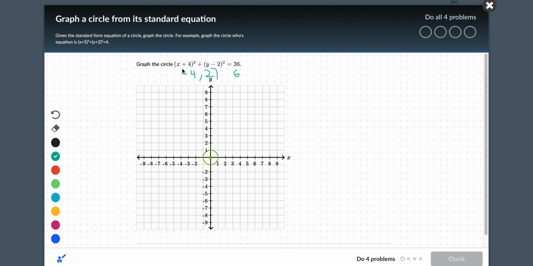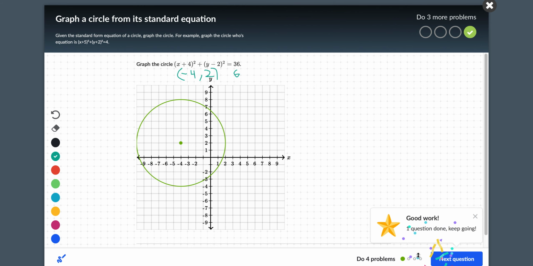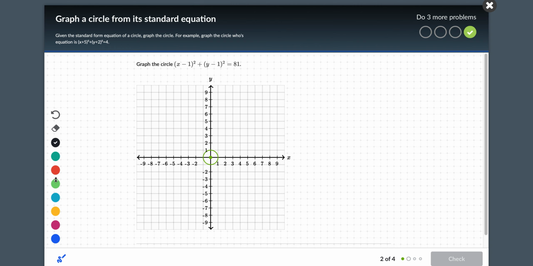And then, okay, now we see it'll go on -4, 2. So that's right here. And the radius will be 6. It's already at 1, so we'll go 2, 3, 4, 5, 6. That's your answer. All right, we'll do a few more.